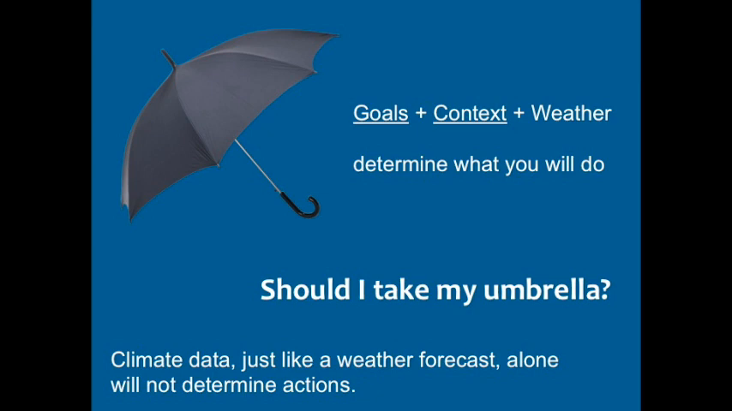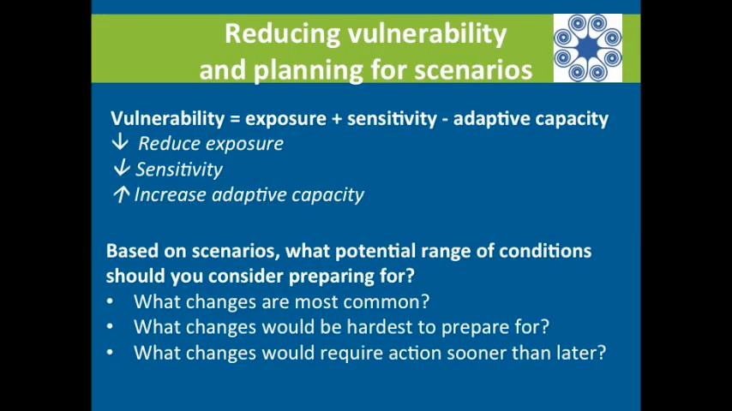Okay, so what our goals are going to be for the whole next phase of this project are to think about how do we reduce vulnerability and plan for the various scenarios that we lay out. So in vulnerability, again, we want to reduce exposure, decrease sensitivity, and increase adaptive capacity. And I'll talk a bit more about ways we can do that in a moment. Based on the scenarios, you want to think about what potential range of conditions I should be preparing for.